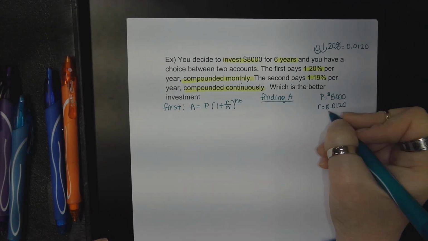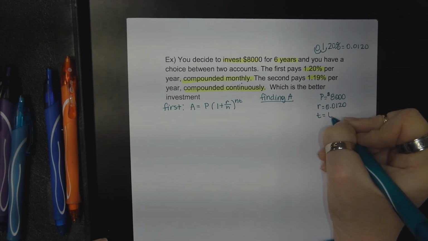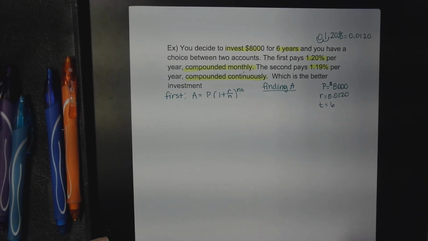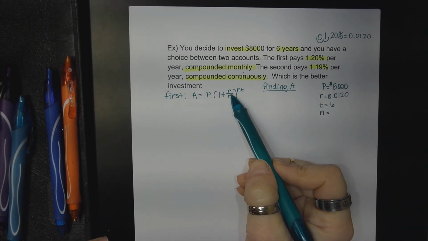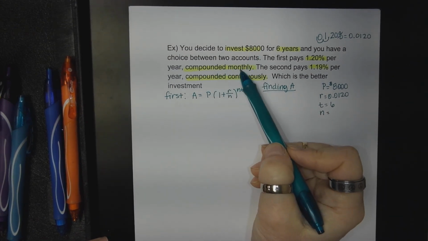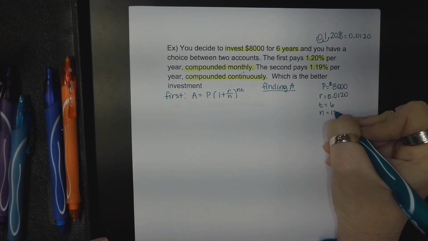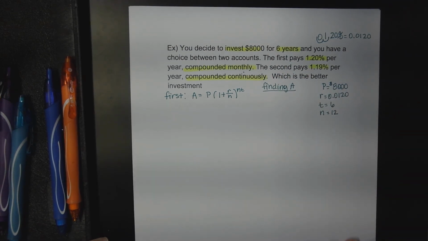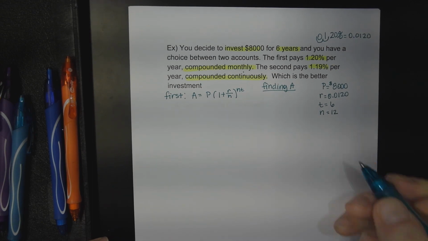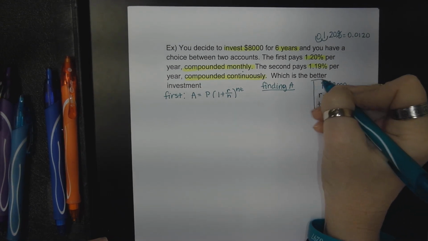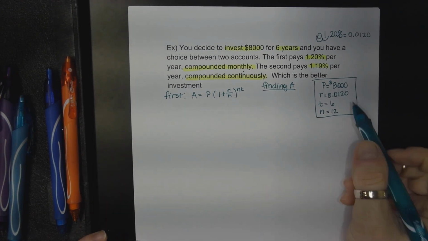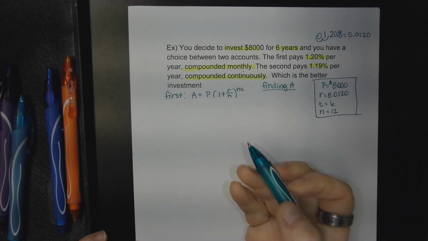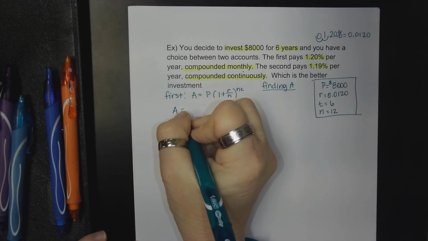What is our time? Time is 6 because there's 6 years. Our n is going to be, well, it's compounded monthly. How many months are in a year? 12. Right on. Okay, and we know we're solving for A, so here's our little key that we're going to use. So now we're just going to plug these in. I call this plug and chug because we're just going to plug these amounts in for where the letters are.